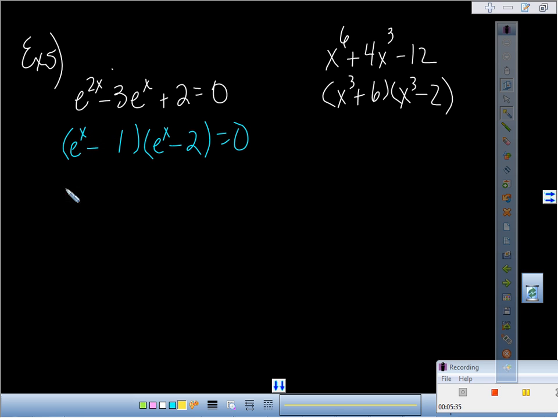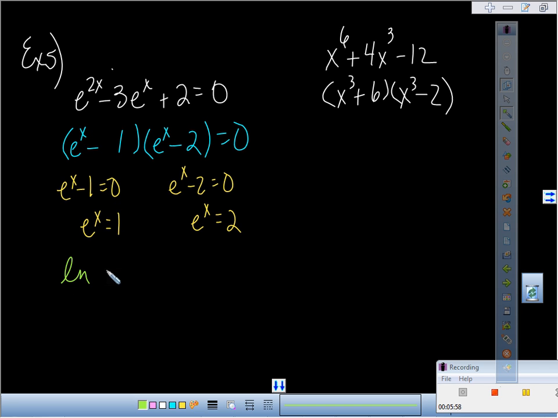Yeah, you set it equal to 0. It looks like e to the x minus 1 equals 0. So e to the x is equal to 1. Over here, you got e to the x minus 2 equals 0. So e to the x is equal to 2. Now, what am I going to do with them? There you go, y'all. Rewrite that thing as a log. ln of 1 is equal to x.